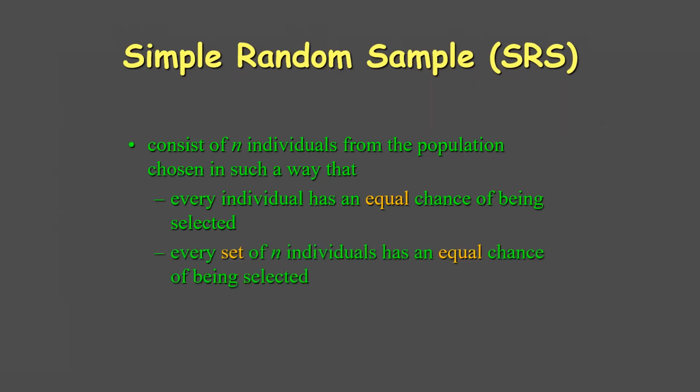And it's also where every set of n individuals has an equal chance of being selected, okay? So if you weren't just choosing one name out of a hat, if you were choosing pairs, each of those pairs would have the same equal chance. And this, oftentimes in statistics, is the kind of sample that we want the majority of the time, where everybody has an equal chance. So drawing out of a hat could also be using a random number generator.